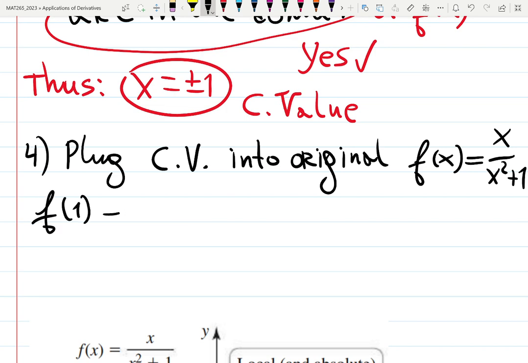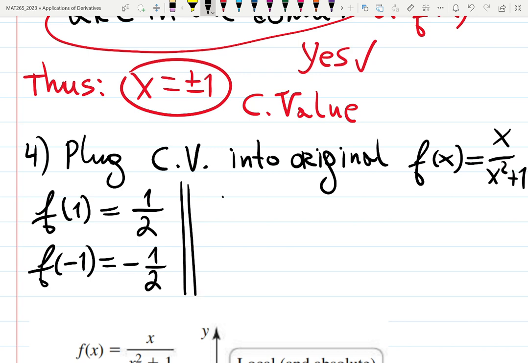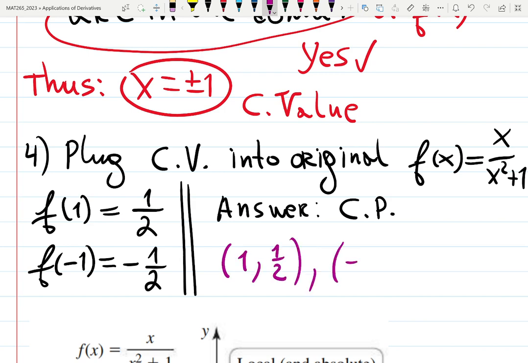f at 1 is 1 over 2. f at minus 1 is minus 1 over 2. Yes or no? I just like carefully. I think it's good, right? Answer. Critical points. A point usually is a pair. And I'll put it in the purple color. At 1, we have 1/2. At minus 1, we have minus 1/2. And sometimes they ask you to order it from small to big. That's just because of the WebWork grading system. That is the final answer.